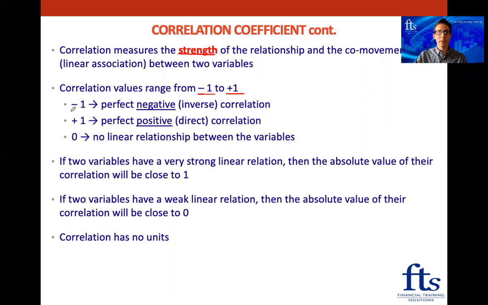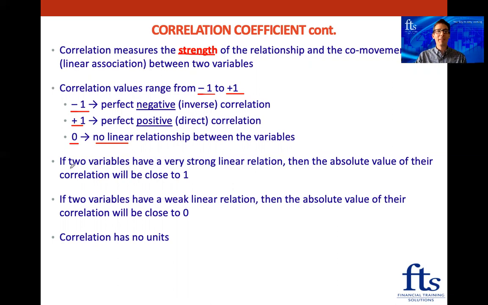So if it's -1, what does it mean? We've got perfect negative or inverse correlation. So this means if the one asset goes up 5, the other one will go down 5. And then if the one goes down 5, the other one goes up 5. And then if it's +1, then we've got perfect positive or direct correlation. So this means if the one goes up 5, the other one goes up 5. If the one goes down 5, the other one goes down 5. Right. That is perfect positive correlation. And then there's 0. If correlation is 0, then we've got no linear relationship between the variables, like we've seen before in other classes.